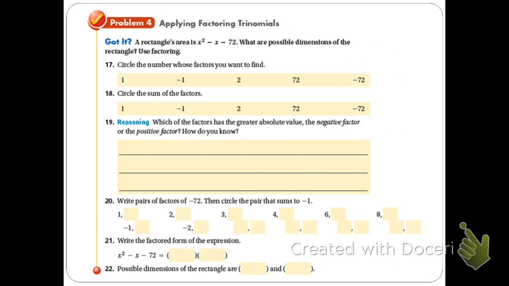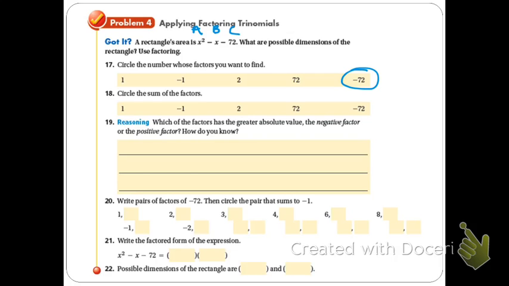So I have some questions for checks for understanding for you. Question 17. Circle the numbers whose factors you want to find. The factors you want to find. We always want to find the factors of our c value. So we want to find the factors of negative 72. Don't forget those signs there. There's our a value, b value, and c value.